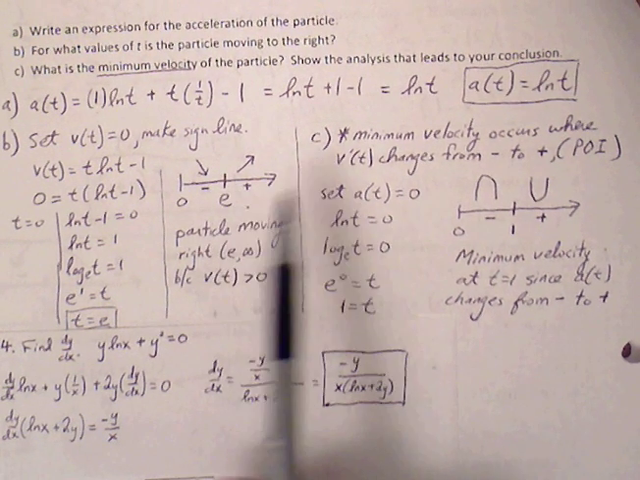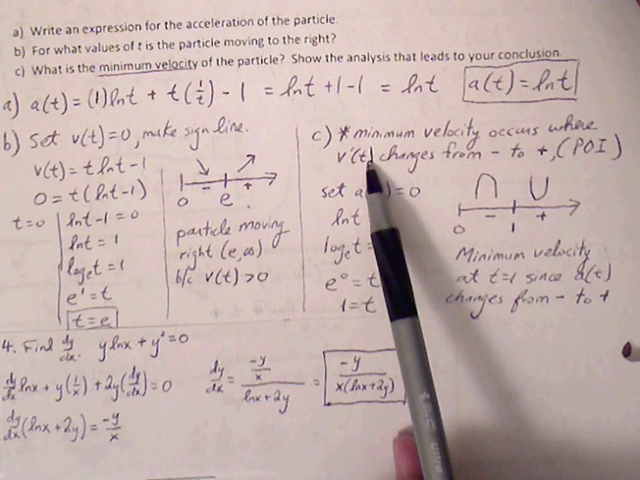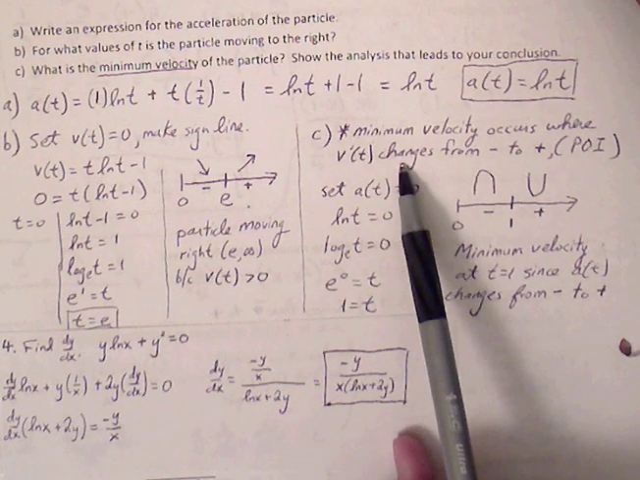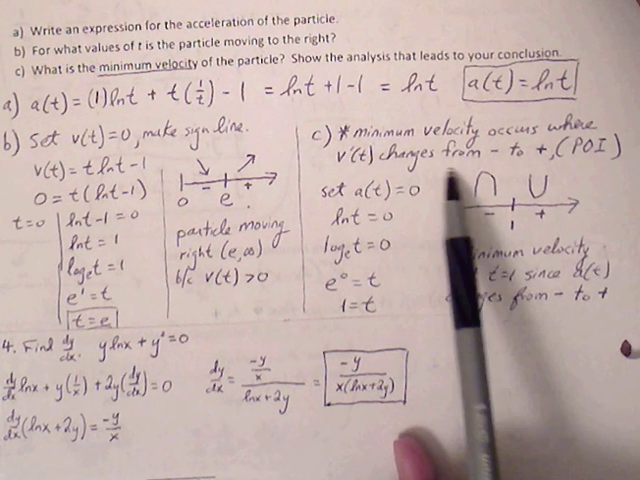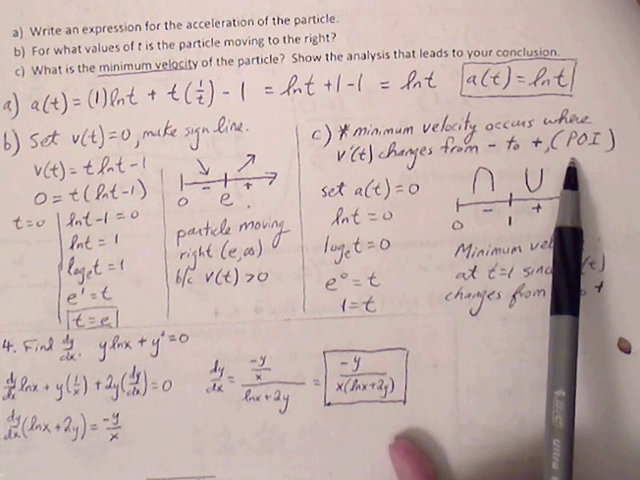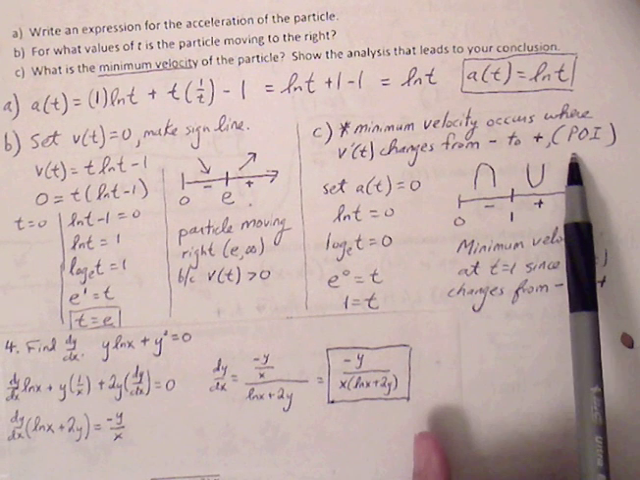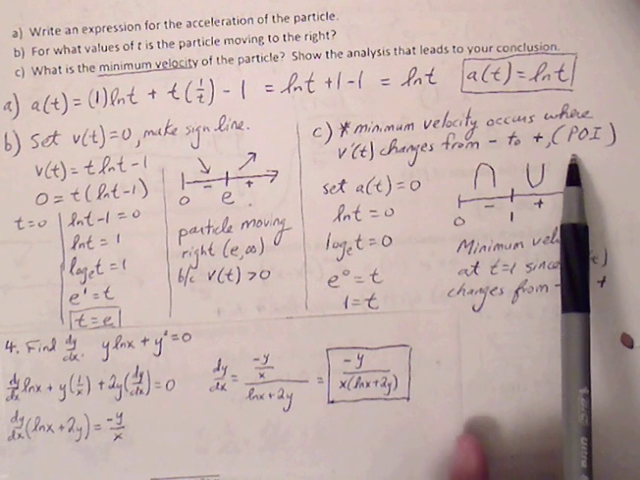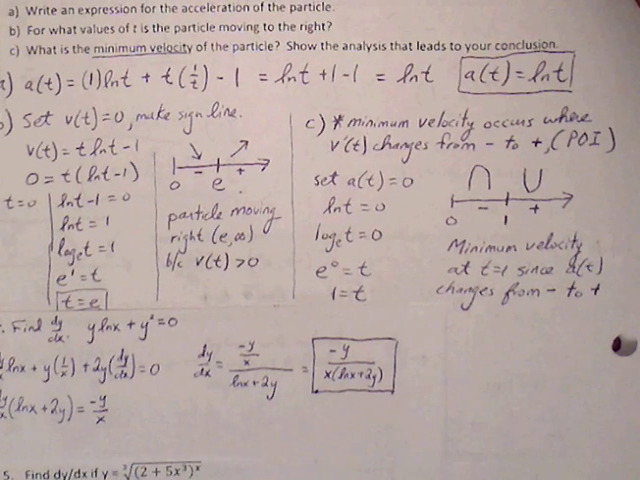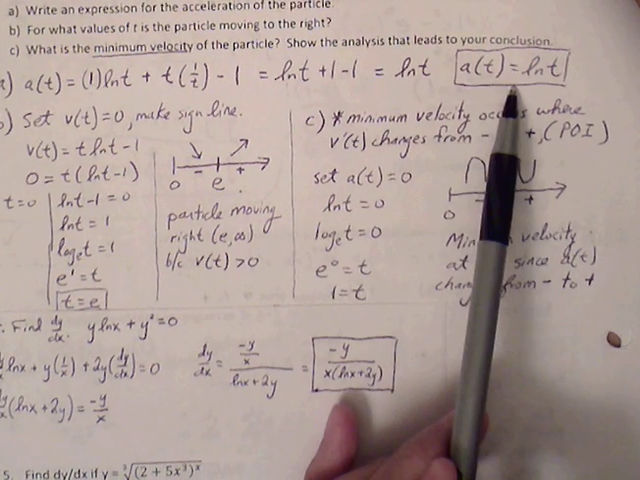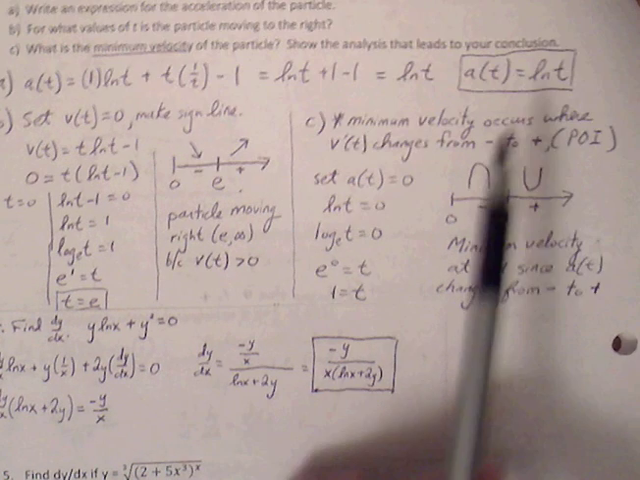So that's exactly what we need to find. We need to find when minimum velocity occurs, when v prime, or acceleration, changes from negative to positive. So you can think of it as finding critical points, because we can think of critical points for acceleration. So we can set our acceleration equal to 0. So set natural log of t equal to 0.